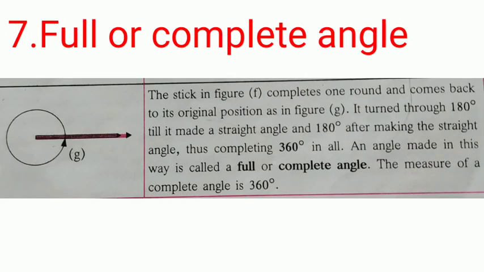An angle made in this way is called a full or complete angle. The measure of a complete angle is 360 degree.